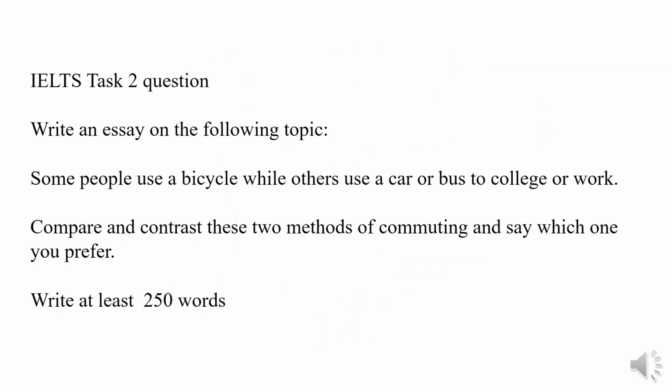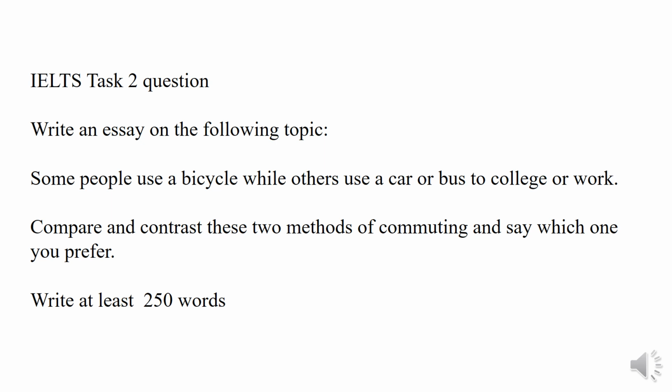First, let's have a look at one of the questions that has appeared in one of the exams. Here is that IELTS task 2 question. Write an essay on the following topic. Some people use a bicycle while others use a car or bus to college or work. Compare and contrast these two methods of commuting and say which one you prefer. Write at least 250 words. This is a question which has appeared in an old IELTS exam, so I have separated different parts of the question for you to understand it clearly. Let's have a look at the next slide.